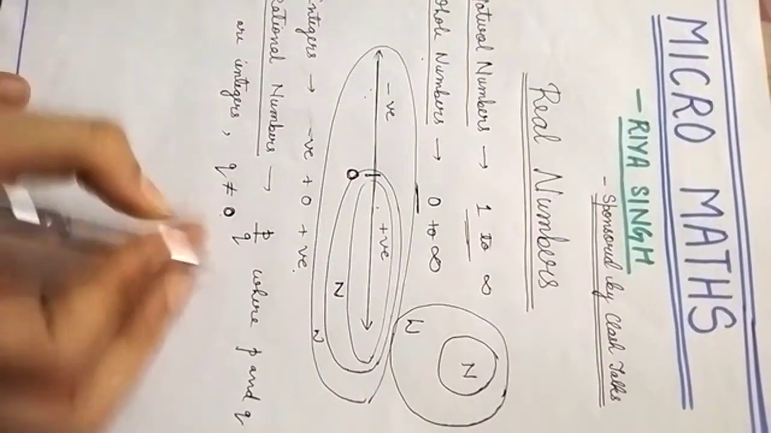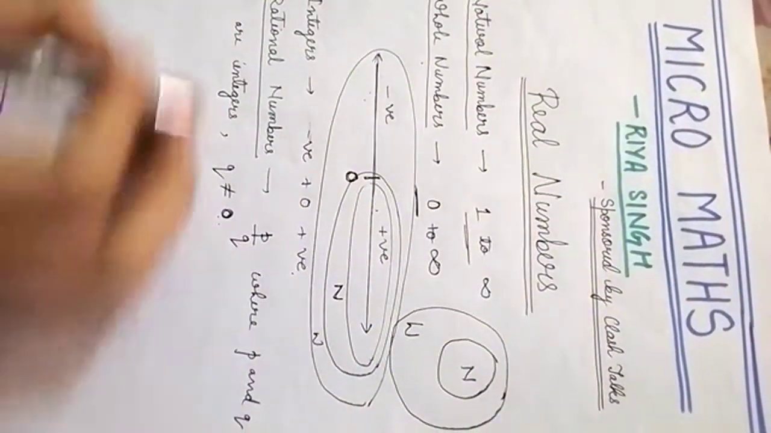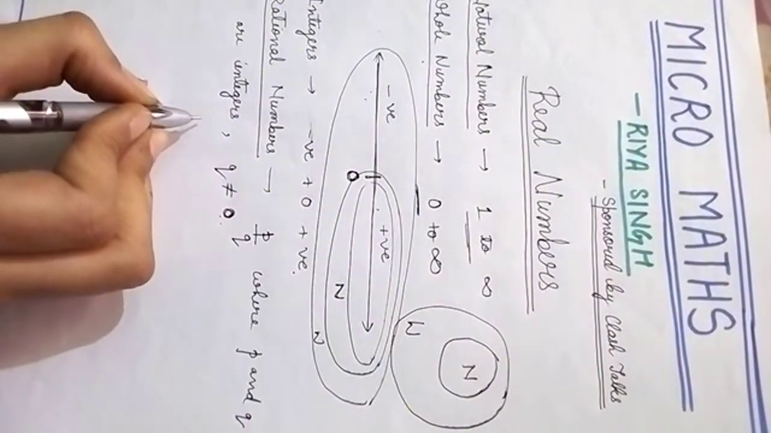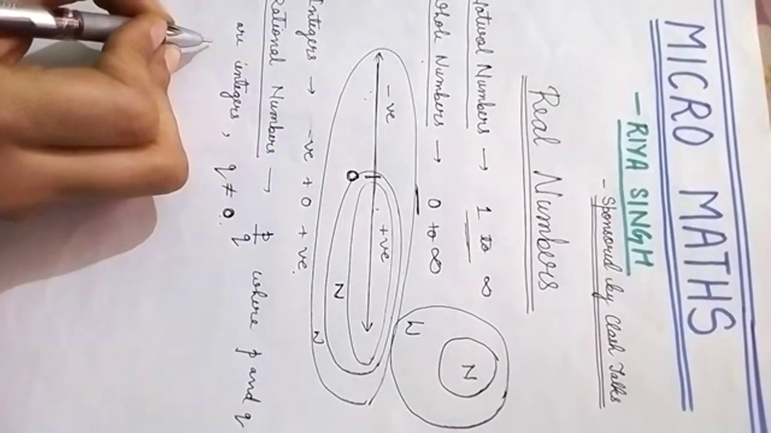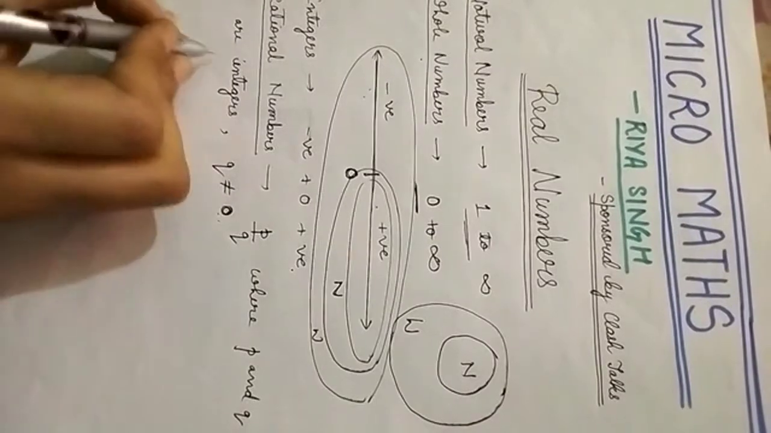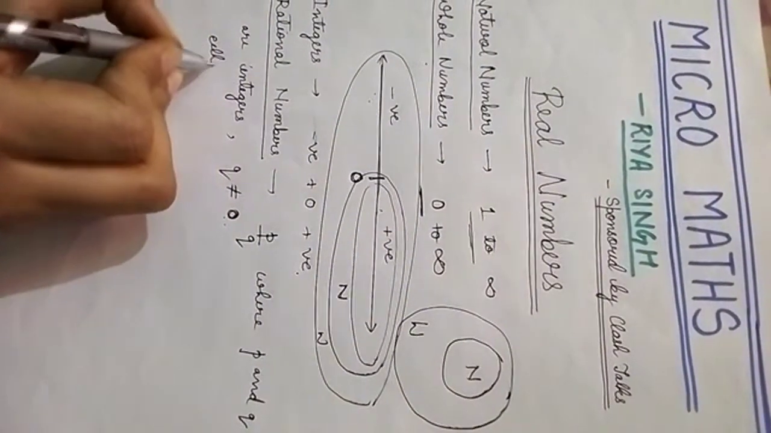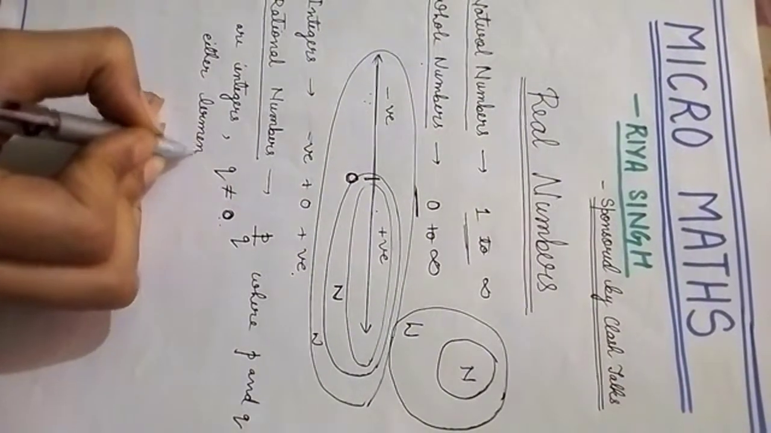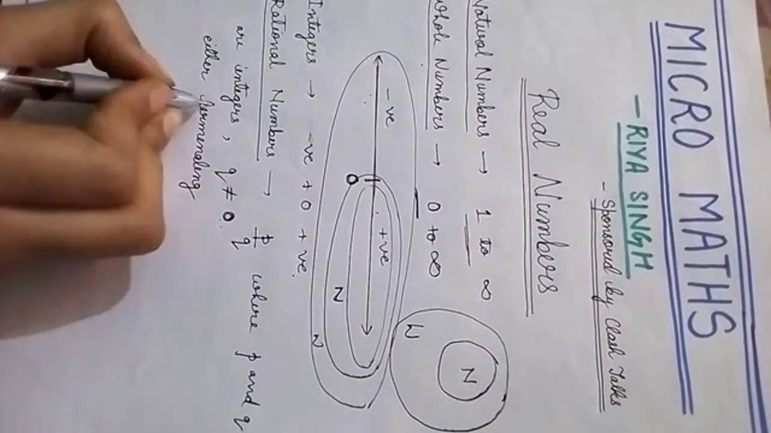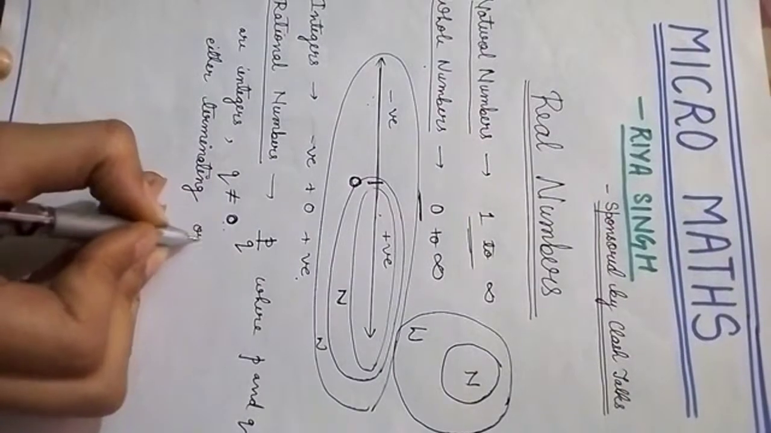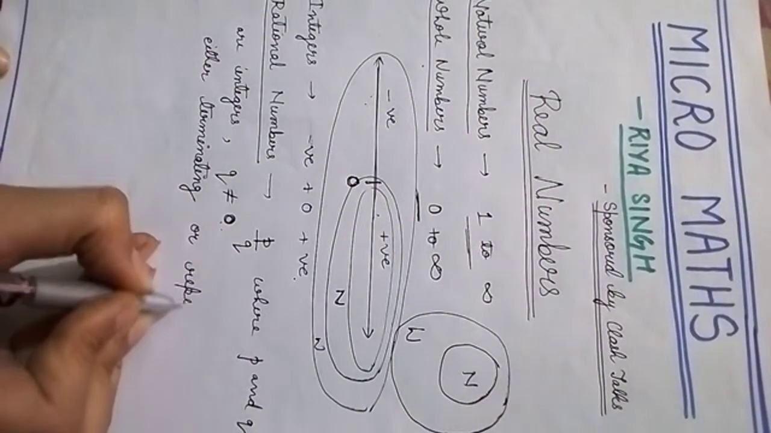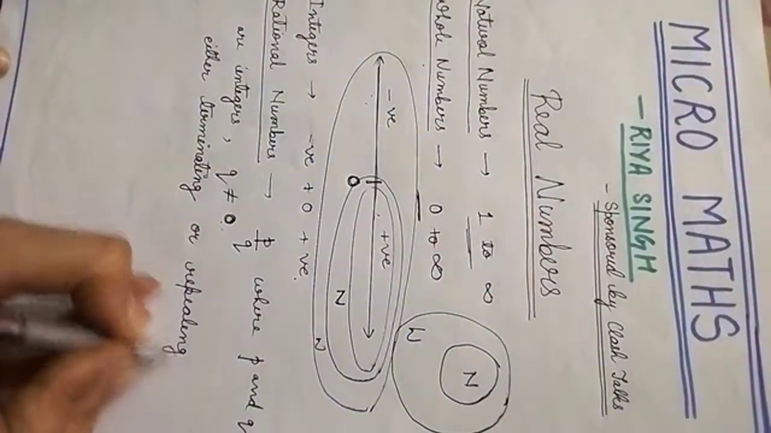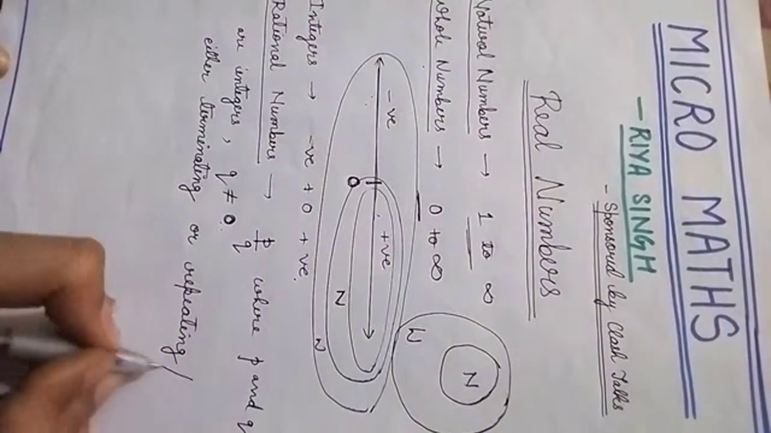Those type of numbers where p and q are integers and q is not equal to 0 are known as rational numbers. One more thing we will see in rational numbers is that these numbers are either terminating or repeating. Repeating, or we can say recurring.